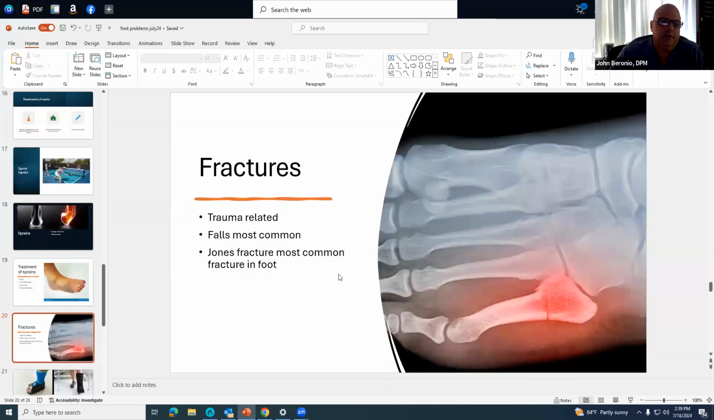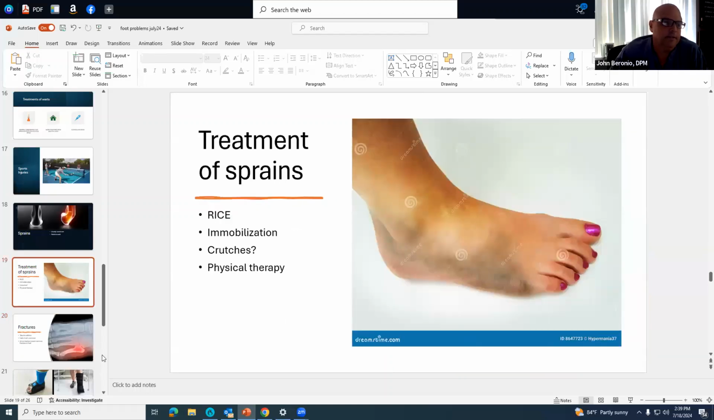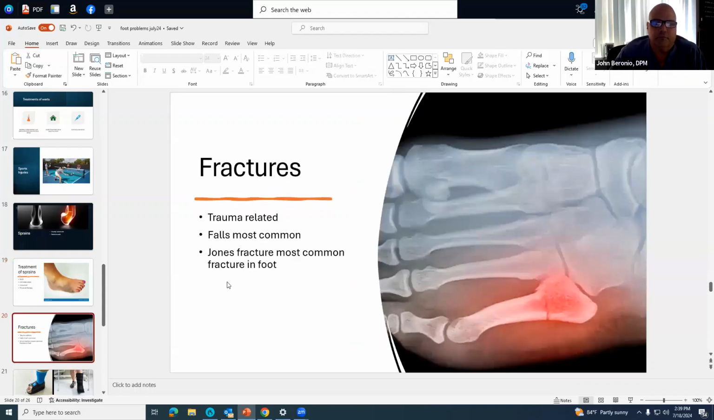And another injury that we're seeing in pickleball especially is fractures. And fractures are just that, they're trauma related. It's a break of the bone. Usually, not always, but usually trauma related, and usually from a fall. This particular fracture, which is the most common fracture in the foot, is what's called the Jones fracture. So this is the 5th metatarsal here, and at the base of the bone, this fracture here, this little line there, is what's called the Jones fracture.